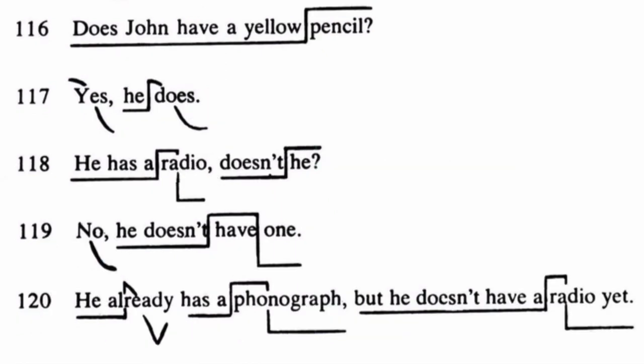Does John have a yellow pencil? Yes, he does. He has a radio, doesn't he? No, he doesn't have one. He already has a phonograph, but he doesn't have a radio yet.